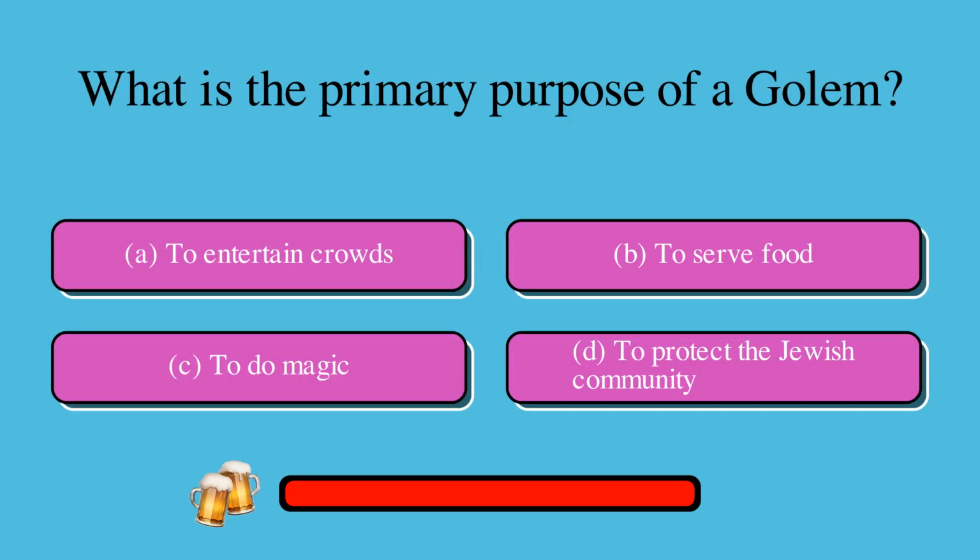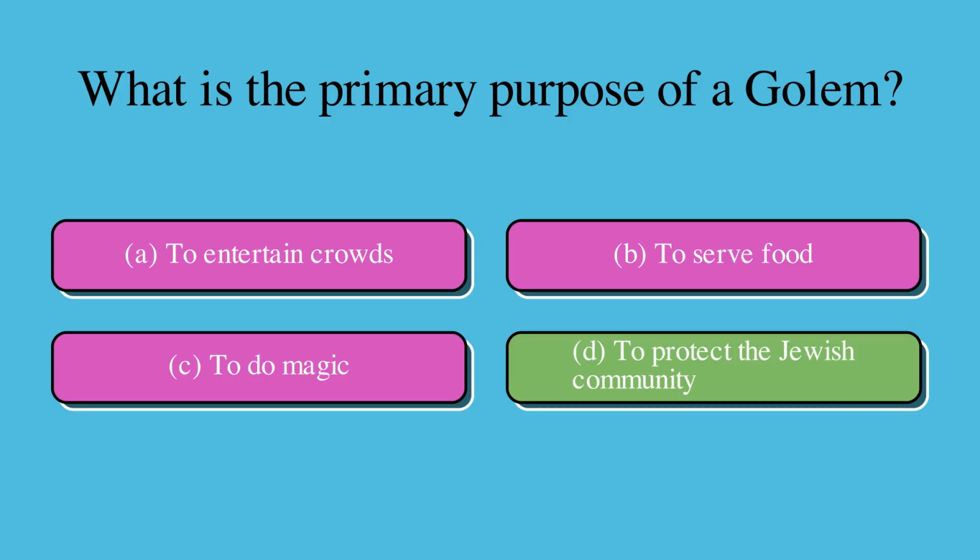What is the primary purpose of a golem? Is it A, to entertain crowds, B, to serve food, C, to do magic, or D, to protect the Jewish community? The correct answer is D, to protect the Jewish community.